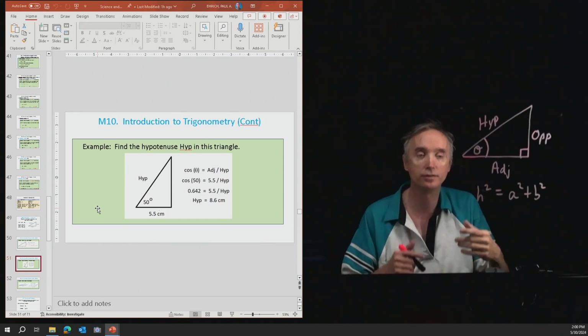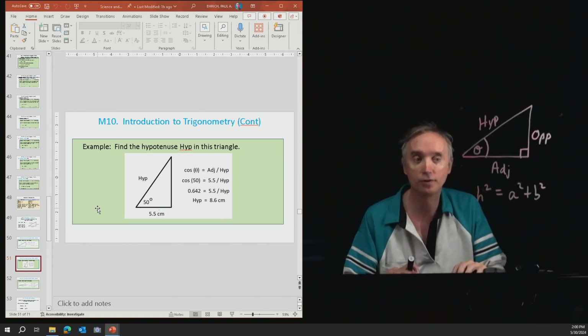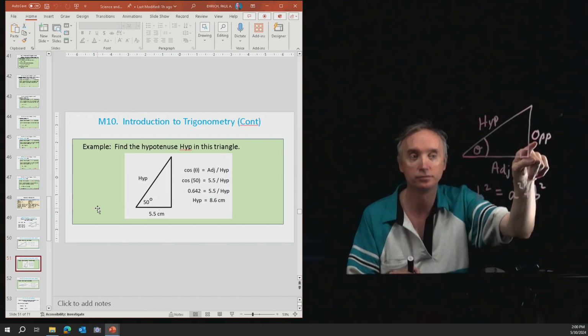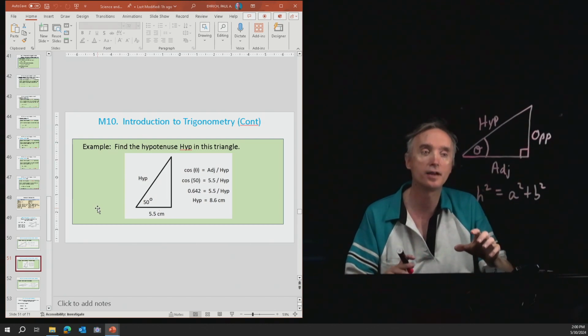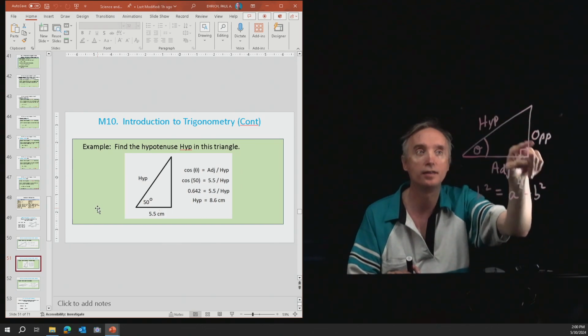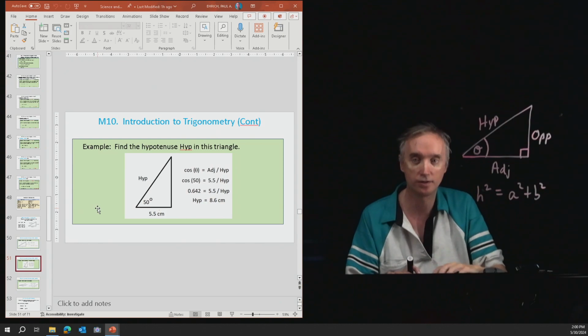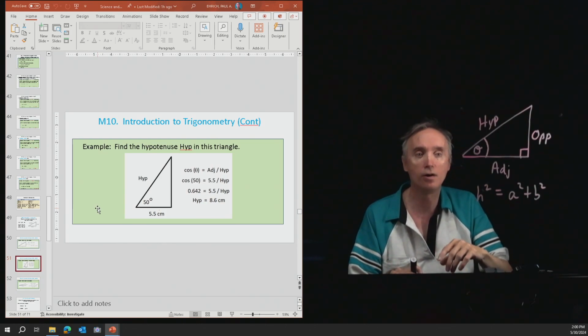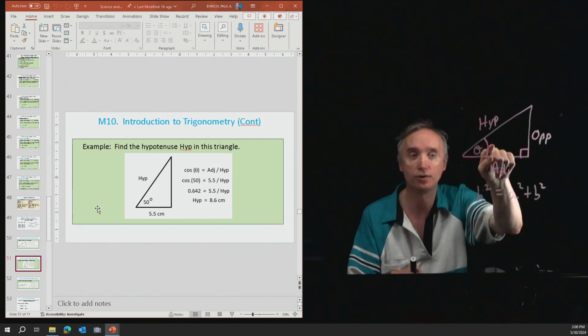Okay, we can't use the Pythagorean theorem because we don't know what this side over here is. So in order to use the Pythagorean theorem, you've got to have 2 of the sides, and then you can figure out what the hypotenuse had to be. Okay, but we don't know that. But we are given the angle.